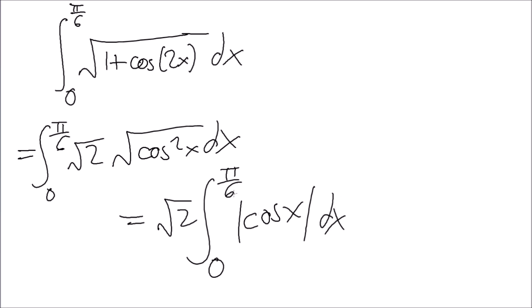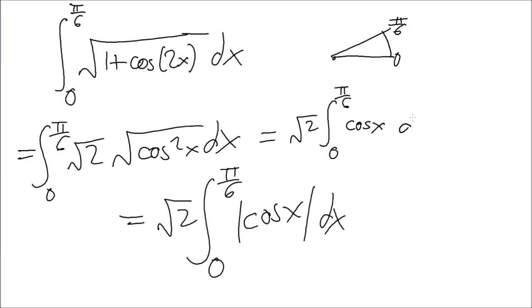But are we really safe though? Technically, well, let's see. Cosine from 0 to pi over 6. Technically, yeah, we are safe. We're still in this domain, we are definitely in the positive still. So technically, this is indeed the same thing as the regular cosine of x from 0 to pi over 6.